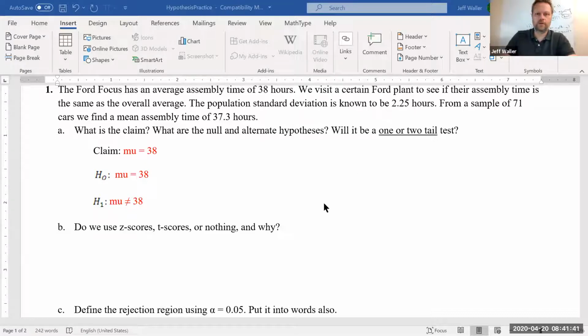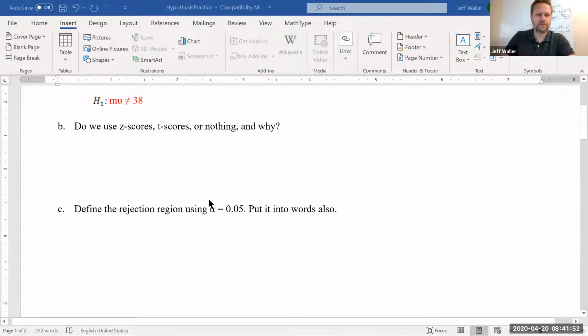So therefore, I can't draw on here, can I? I don't know how to draw. It will be a two tail test. That's going to suck if I can't draw. Damn it. It'll be all right, Jeff.